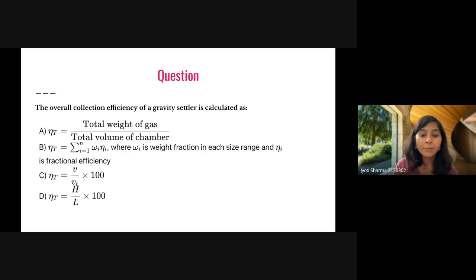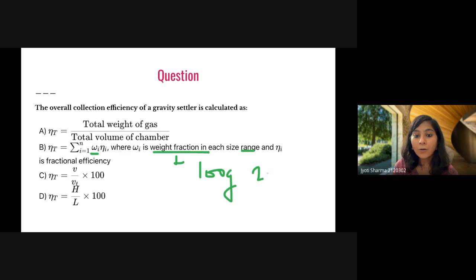This is wi. wi is the weight fraction in each size range. It means out of, let's say, 100 gram of 2 micrometer particles, how much has been collected? Let's say it is 4 gram collected. So this will be 4 upon 100. And then, what was the efficiency? That will be ni. Based on that you can calculate.